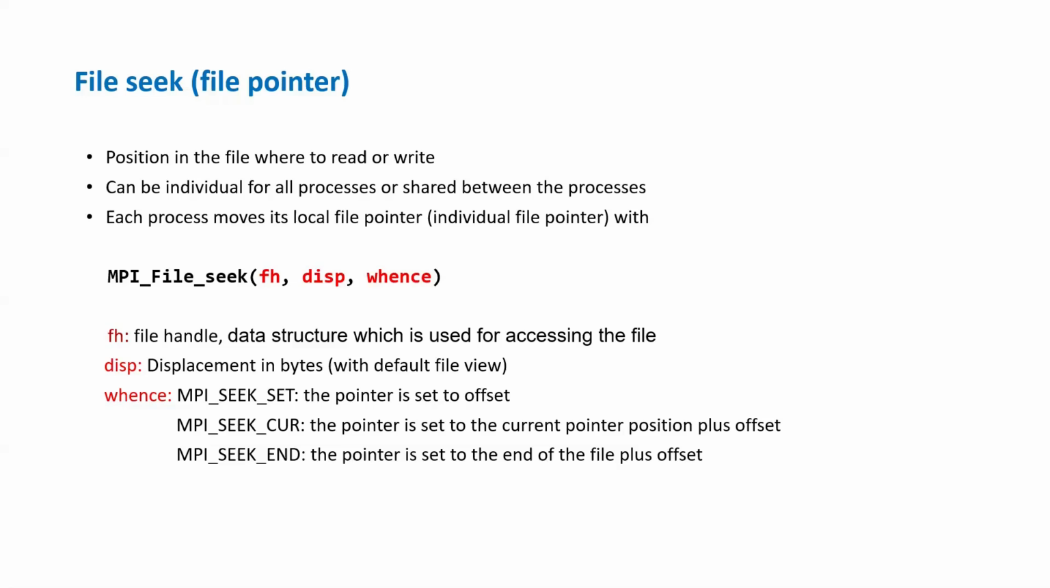And then the file state, as I said, is a file pointer. It's a position in a file where to read or write. So it can be individual for all processes or shared between processes. And each process will move its own local file pointers. So this is the syntax. Basically it's a file handle, and then you need to tell the displacement in bytes and for which processes to where to start. And the lower ranks get the portion of the file for them to read or to write.